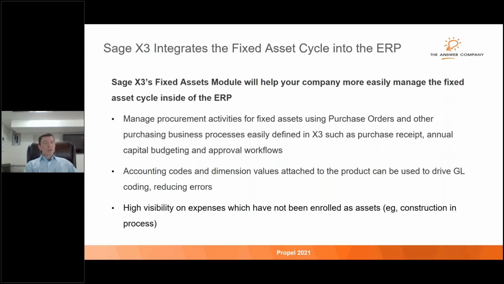The neat thing about using the product codes and driving it with products is that all of the financial information that you want to record against those assets as they're procured and as they're depreciated can be built into the product codes themselves. So we can actually save some steps and reduce the likelihood of error by driving it with those defaults.